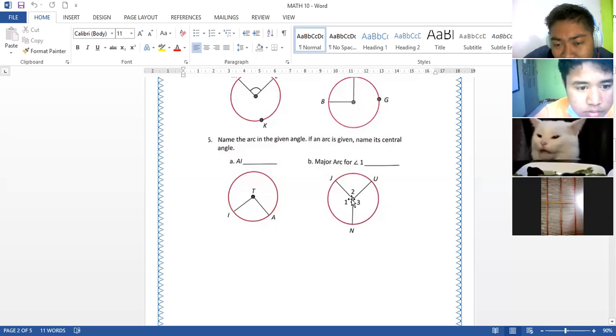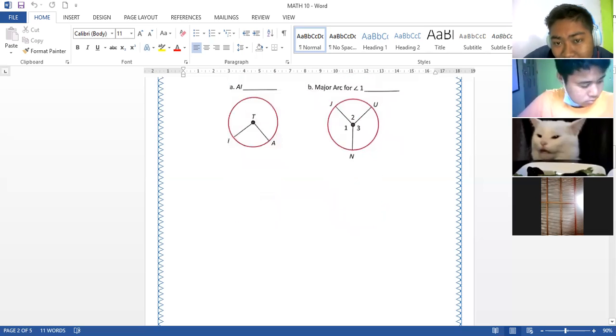Ito naman, major arc for angle 1. If this is the angle 1, ano yung major arc natin? JN. Mali. Minor lang yan. Maliit lang yan. Ano yung major arc natin? J, U, N. Tama? Nakuha? Dapat mas malaki yung major arc. Kapag JN lang, mali yun.